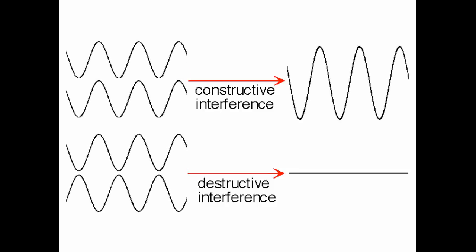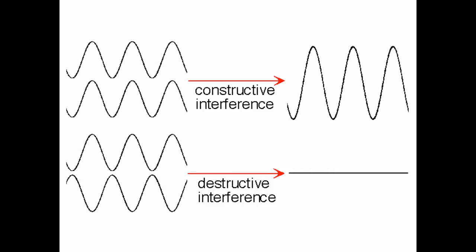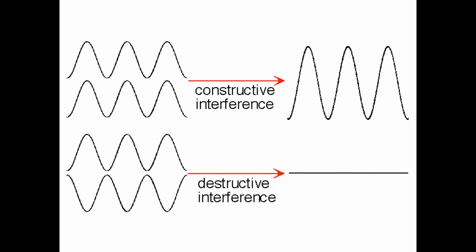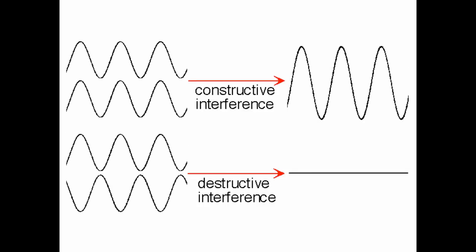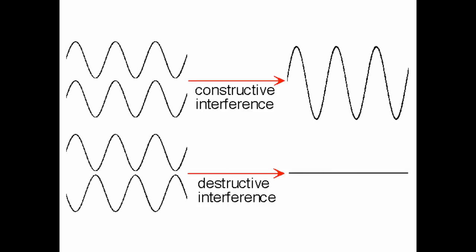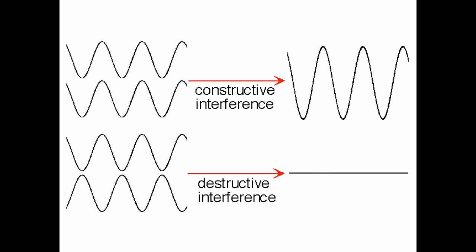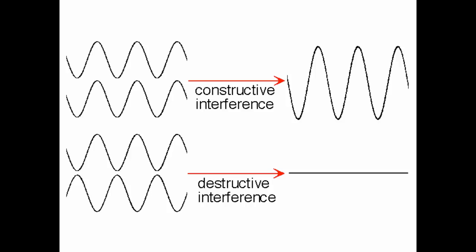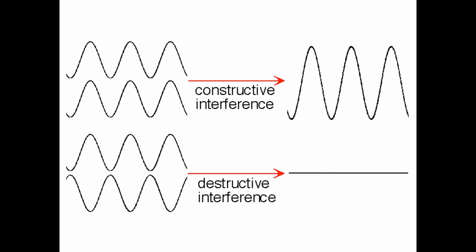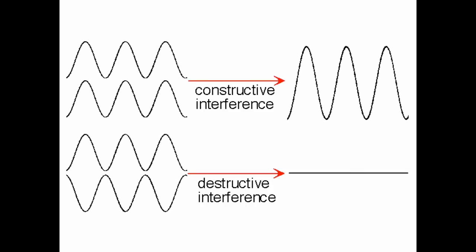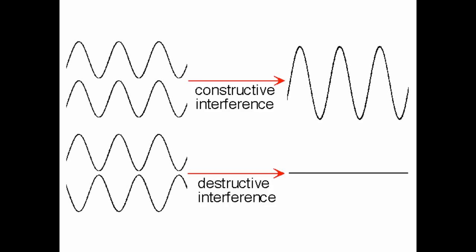And so you can also picture it this way. On the top, the waves are in phase, and so their peaks match up. And so you get constructive interference, and the waves get bigger. Now, the bottom one, it's 180 degrees out of phase, and so the peaks do not match up, and you get destructive interference. And so these are properties of waves.